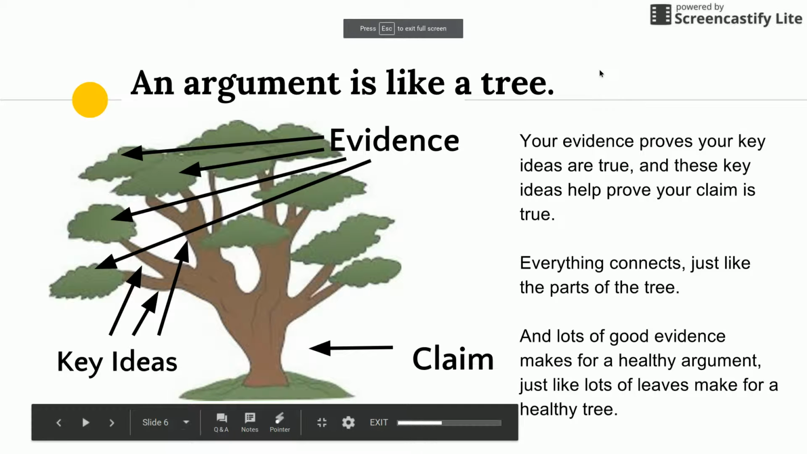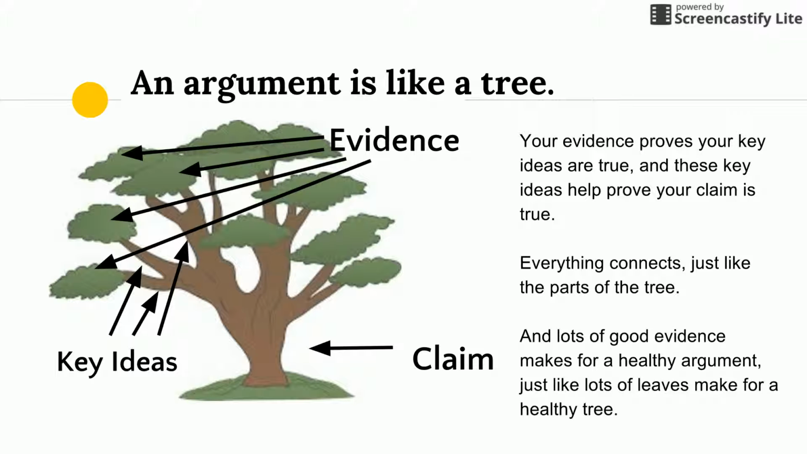So any argument functions like that one, where you have claim, key ideas, and evidence all working together. In fact, an argument's a lot like a tree. Think of the claim like the trunk. Think of the key ideas like the branches, and think of all of the evidence like the leaves on the tree. Your evidence proves that your key ideas are true, and these key ideas help prove that your claim is true. Everything connects, just like the parts of a tree. And a lot of good evidence makes for a healthy argument, just like a lot of leaves make for a healthy tree. Notice how there are more leaves than anything else on the tree, and there's only one claim that everything comes back to.